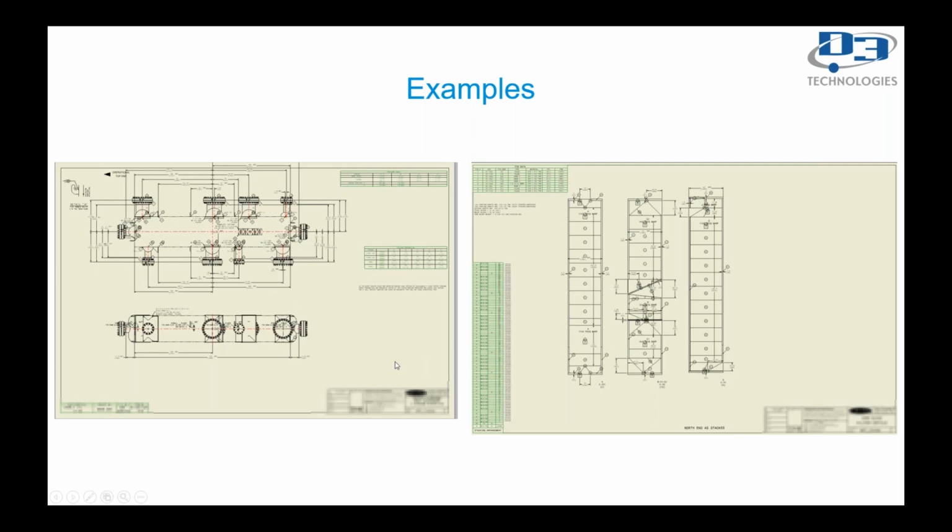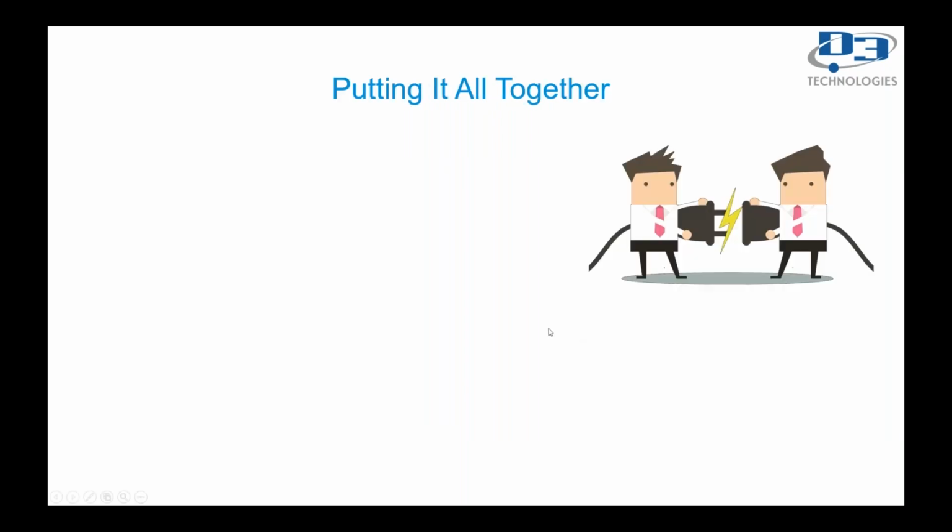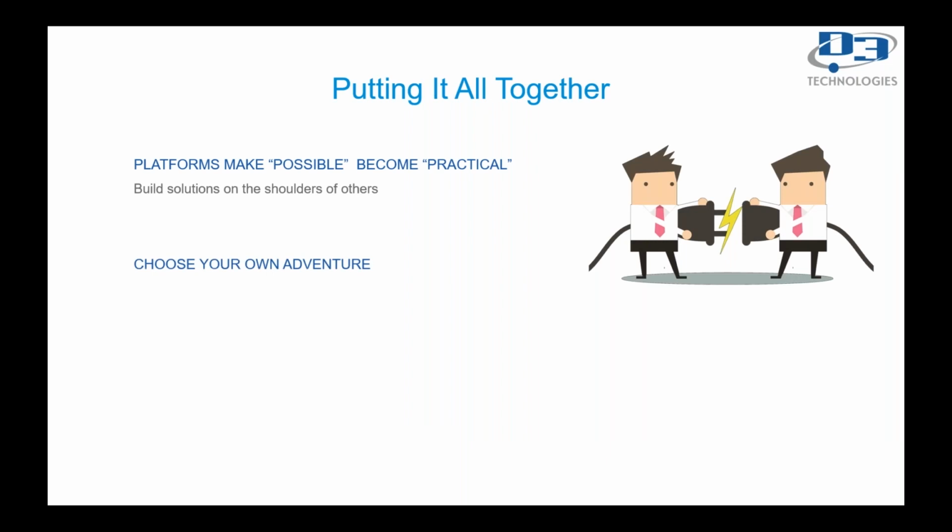Okay, so wrapping up here, putting it all together, platforms make possible become practical. And we say, build the solutions on shoulders of others. We're here. We've done these things. We've got the scars to prove it, right? So build on the shoulders of us. Choose your own adventure. Loosely coupled solutions are very agile solutions as you look for a solution set to your problem. And where do you go from here? You can do it. Number one, you can make it happen. So just get moving, just get going.